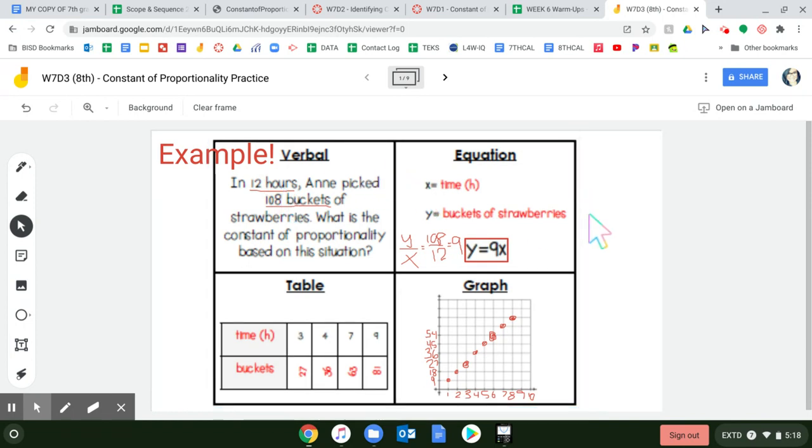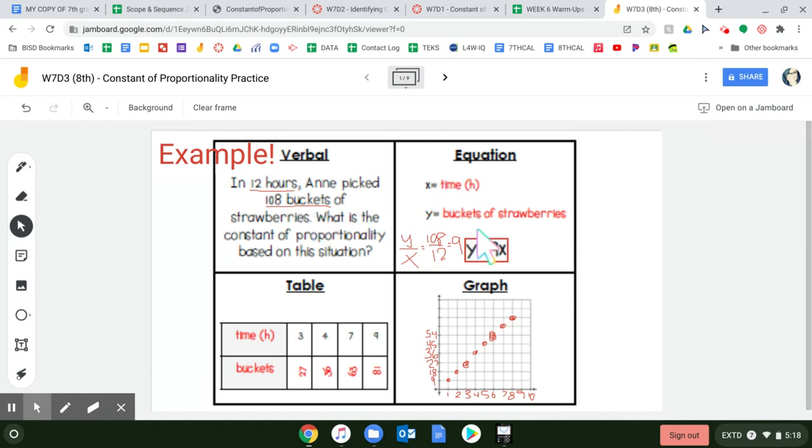Time is always independent, meaning it goes on no matter what. It doesn't depend on anyone to go on. So time is always your independent variable. The number of buckets of strawberries depends on how many hours she was there. So your buckets of strawberries is your dependent variable, which is y, because it depends on the amount of time.